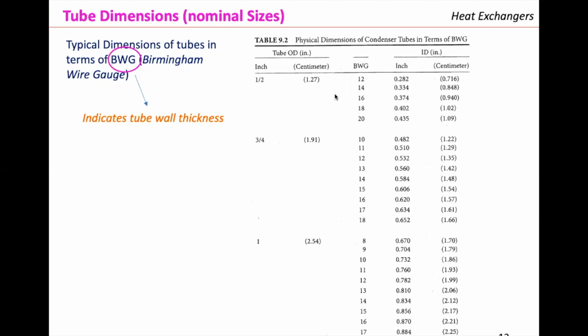But if you see design tables or nominal sizes for tubes in heat exchangers, you will find this BWG. Why? Because most of the theory of heat exchangers was developed in England. So that's why you will find most of the nominal sizes also in English units, okay? Or BWG in the case of the wall thickness.